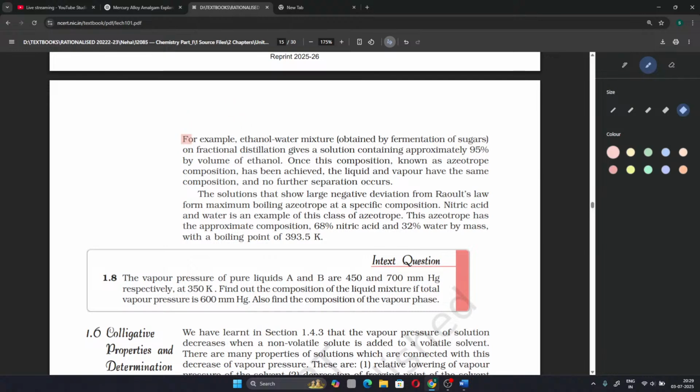For example, an ethanol-water mixture obtained by fermentation of sugars on fractional distillation gives a solution containing approximately 95% by volume of ethanol. Once this composition, known as the azeotrope composition, has been achieved, the liquid and vapor have the same composition and no further separation occurs.